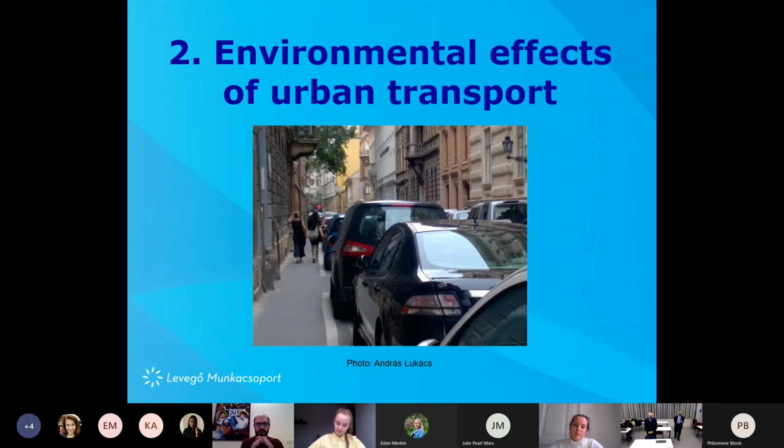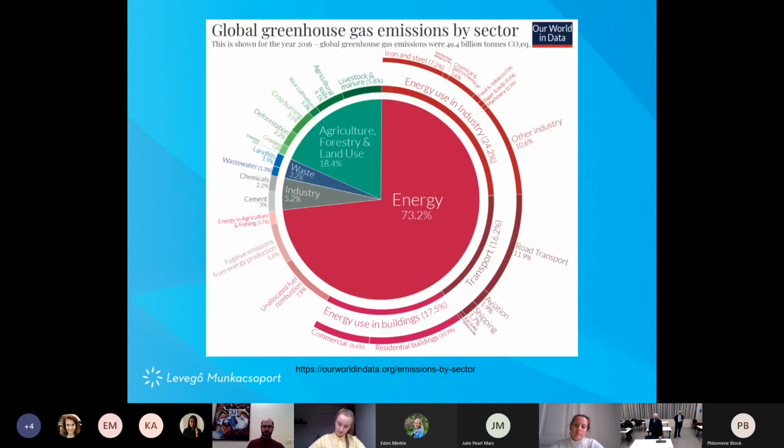So now about the environmental effects of urban transport. One of the main ones, of course, is greenhouse gas emissions. You can see that in the whole world, transport is responsible for about 16% of greenhouse gas emissions. But this share is in fact much larger, because you have to consider also the many activities necessary for transport, like road building, oil extraction or car manufacturing.